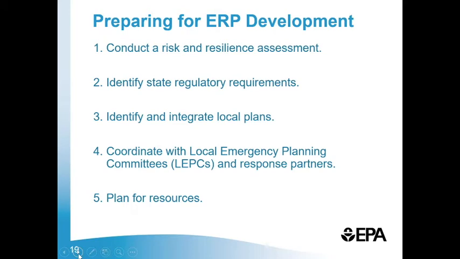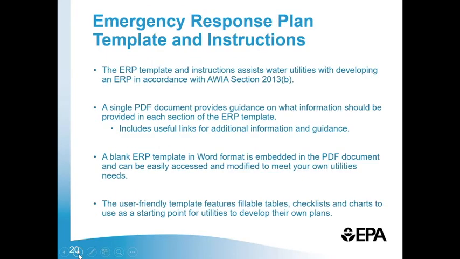And then finally, you need to plan for the resources that you have. The resources that your utility owns or has access to are definitely a high influence on how you develop your emergency response plan, and you need to make sure that you plan for the resources that you currently have and can access. So what have we developed at EPA to help you meet this requirement?